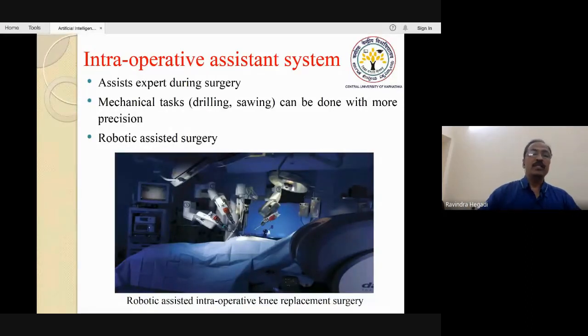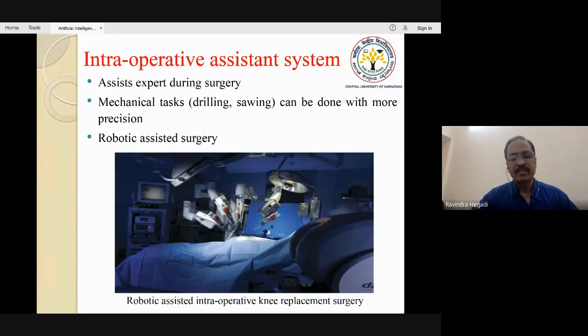So the robots, which have both software as well as hardware, assist the doctors or surgeons in the conduct of the surgery. In what way will they assist? They will perform mechanical tasks such as drilling or sewing, putting in stitches, and these kinds of things in robotic based surgeries.